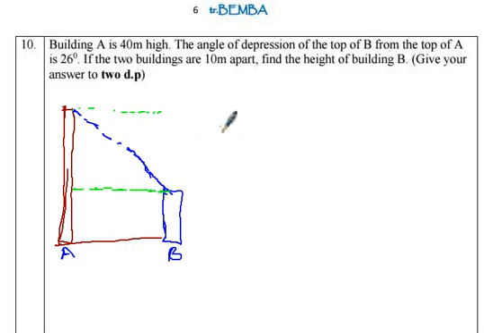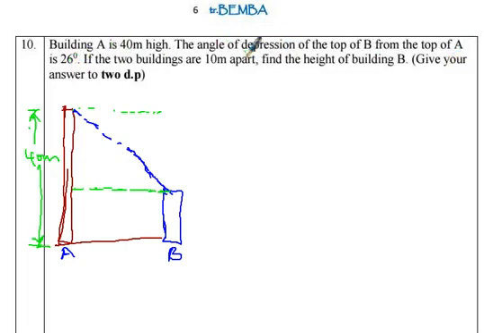Okay, let's talk about our last question of the day. It says a building A is 40 meters high. So we have 40 meters here. I have tried to sketch. This is 40 meters.